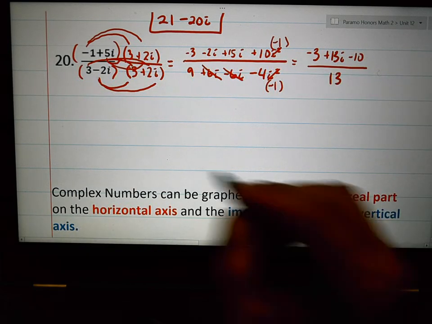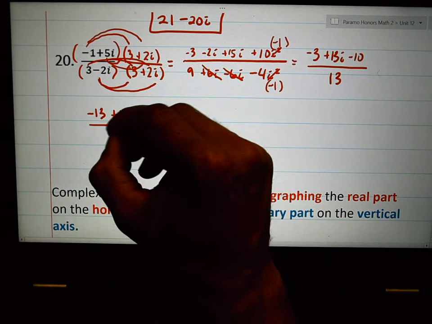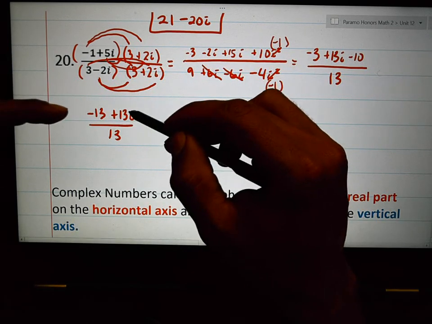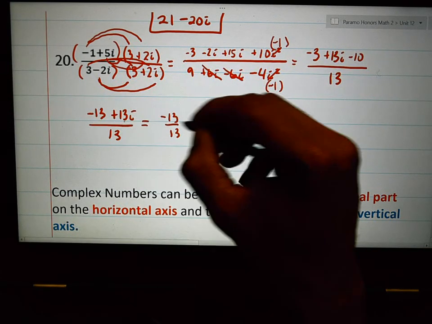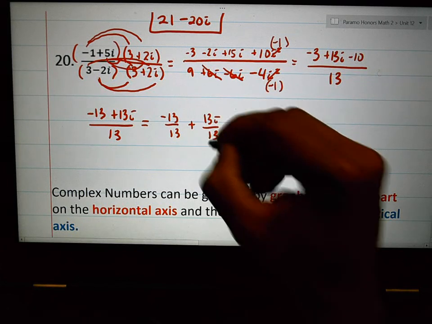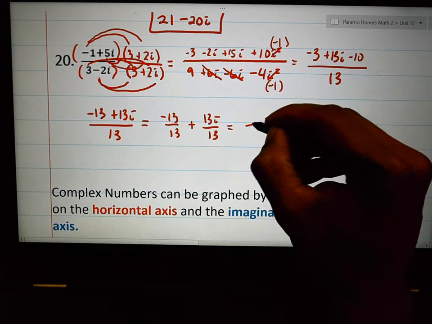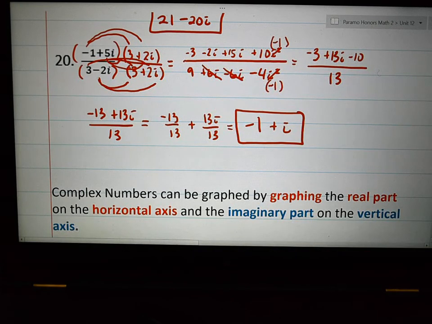So what we have now is negative 13 plus 13i over 13. And just like the quadratic formula, the whole numerator is divided by 13. Let's split it because this goes into both. And now I know what it simplifies to: negative 1 plus i. There is no radical in the denominator anymore. Pretty interesting, pretty crazy math.